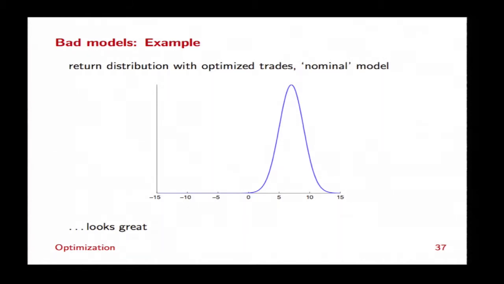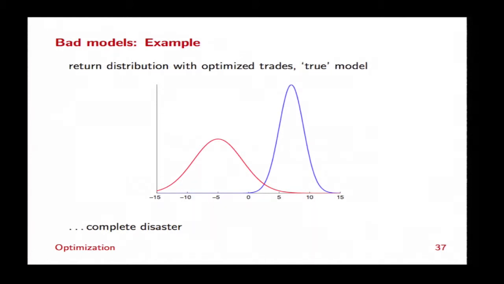But then it turns out your model is not quite right, and you might get something like this. What this says is, well, there's a small probability of a loss. Instead of 7 or 8%, you're making 6.5. And you're like, you know what? That's fine. I accept that. Now, of course, it could also be this.